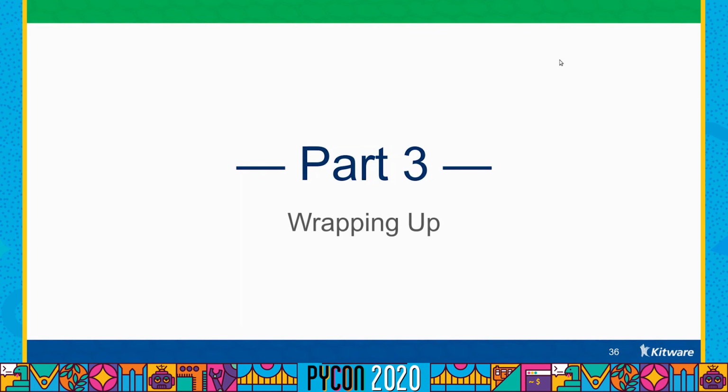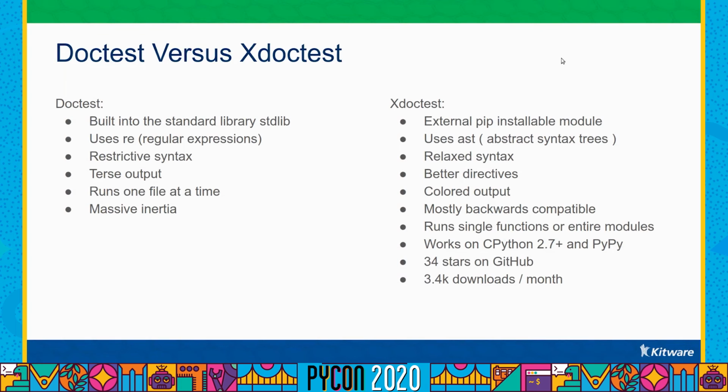So let's wrap up. We've talked about doc tests and how they can be used with the original Doctest module, as well as Xdoctest, and there are some differences between these two. The original Doctest module is built into the standard library. It uses regular expressions to parse the Python code. It has a restrictive syntax. The output is sort of terse and hard to read, and it can only run one file at a time, but it has massive amounts of inertia behind it because it's part of the standard library.